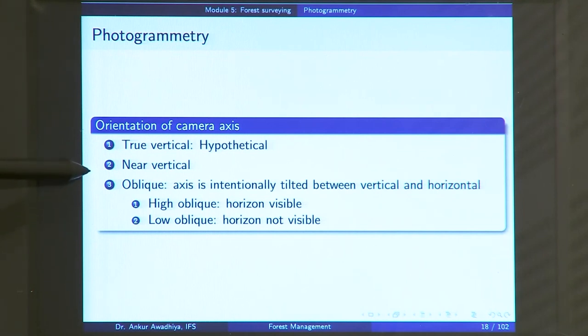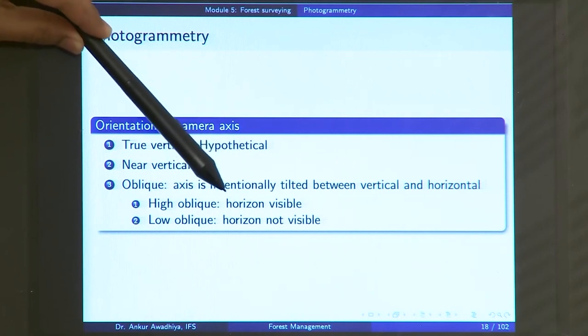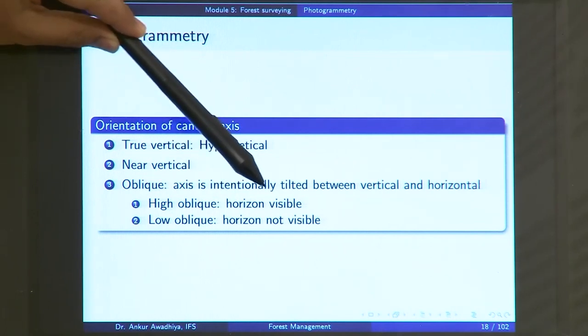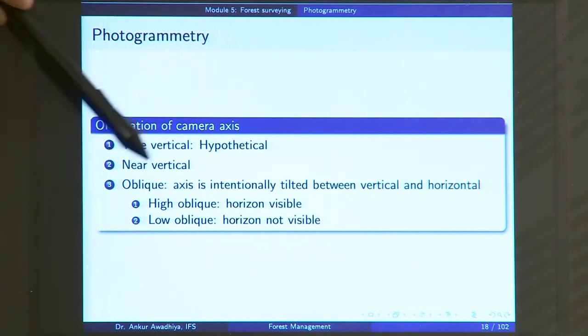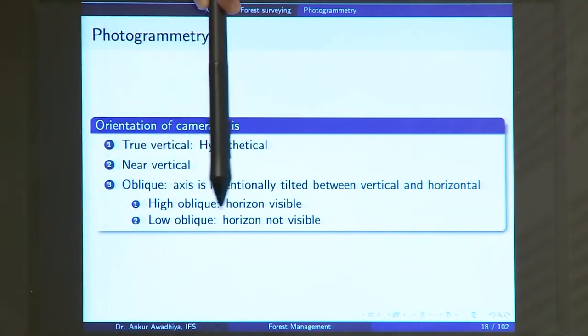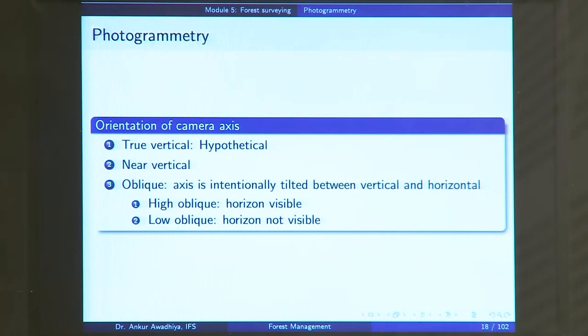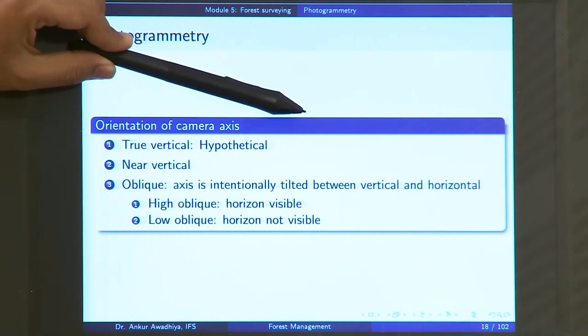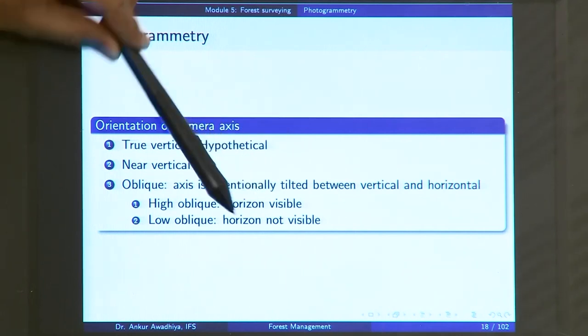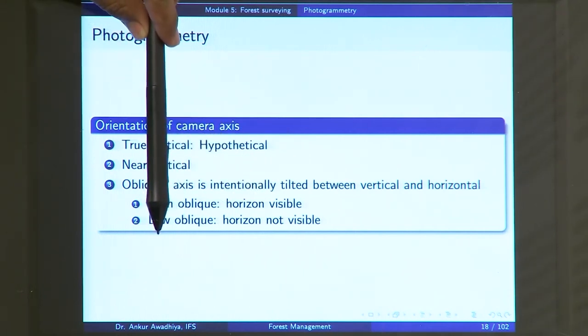Or you can have a camera that is taking an oblique image, in which case the axis is intentionally tilted between vertical and horizontal. So, in this case, when the satellite is moving, the camera is tilted like this, and so when it is moving, it is taking images at an angle. It is not taking images vertically, it is taking images at an angle. Now, this angle can be a high oblique angle or a low oblique angle. When we say high oblique angle, you are keeping the axis like this, in a low oblique angle you are keeping it like this, and in the vertical orientation you are keeping it like this.